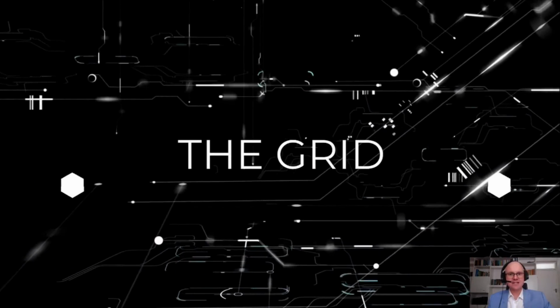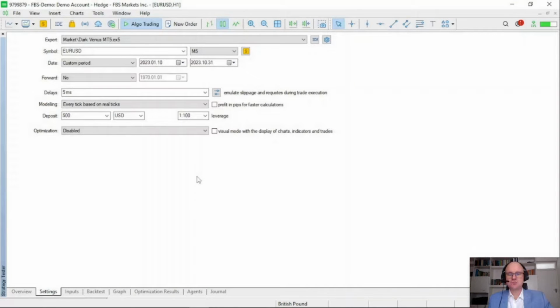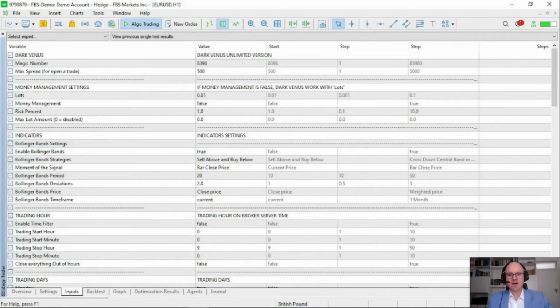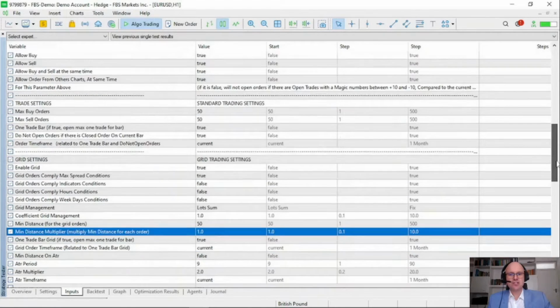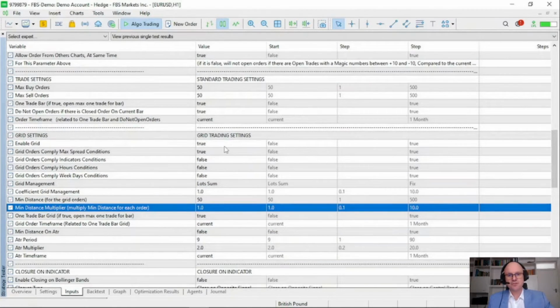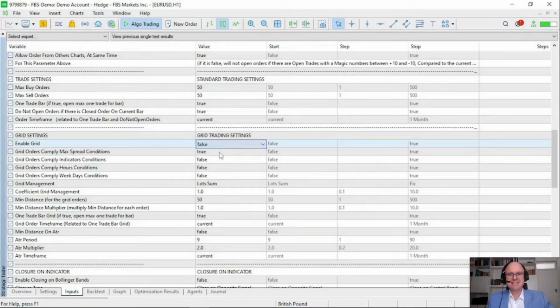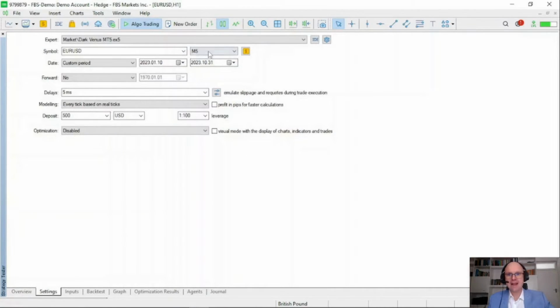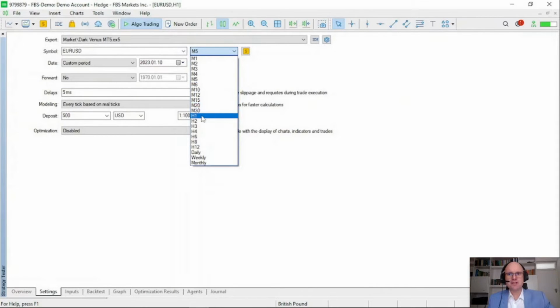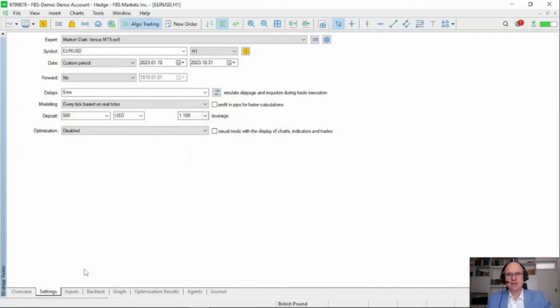Now, one of the biggest mistakes I see a lot of traders make is regarding their understanding of the grid. On default, Dark Venus is a grid trading bot. However, it doesn't mean that you have to use the grid. If you don't want to trade with a grid, you can simply disable the grid and make a couple of changes where the bot will only trade one trade at a time. A lot of people complain about the grid, however, you don't have to use it. Let's take a look at an example.